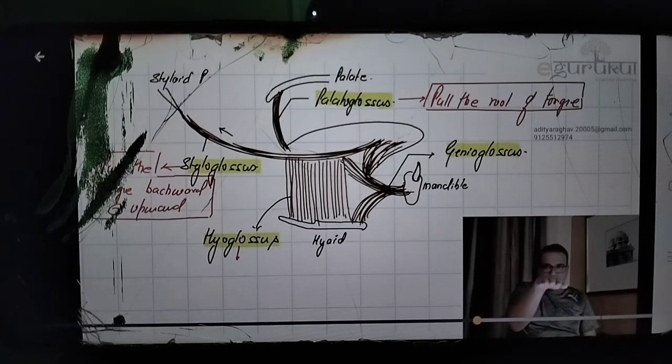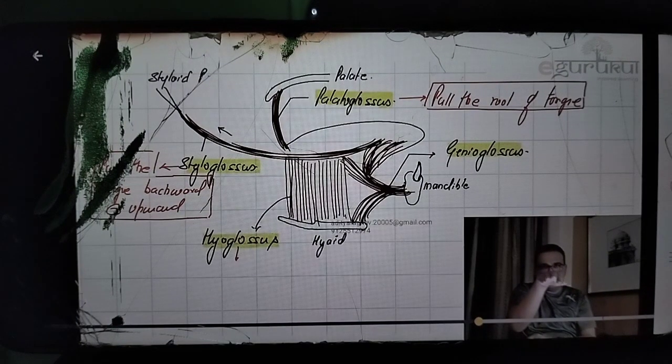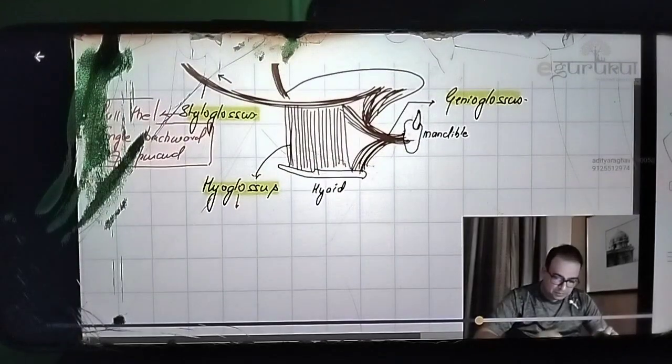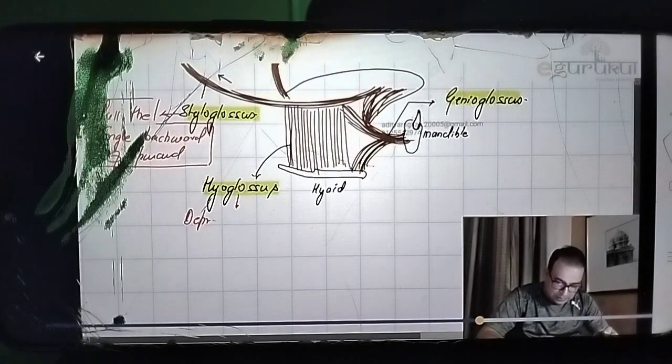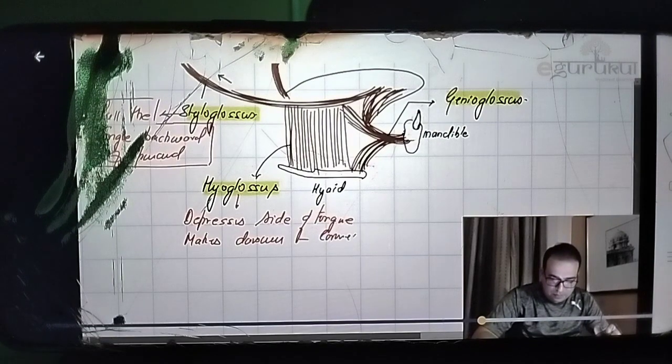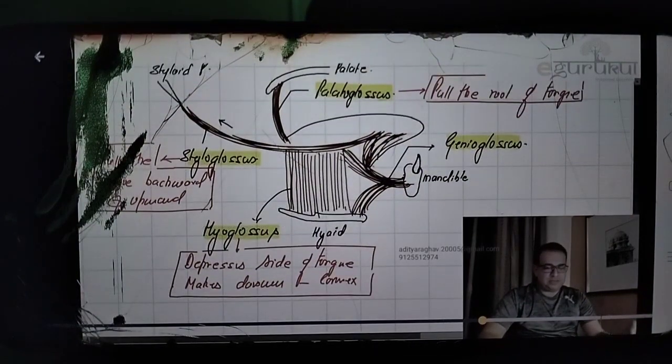If you look at this tongue and depress this side, and pull this side down too, the tongue becomes like this. The dorsal surface becomes convex. So the hyoglossus muscle depresses the sides of the tongue, and because it depresses the sides, it makes the dorsum of the tongue convex. But these are the three muscles: palatoglossus, styloglossus, and hyoglossus.